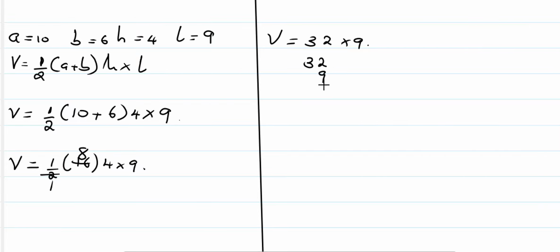32 multiplied by 9, which is 9 multiplied by 2 is 18, carry 1. Then 9 multiplied by 3 is 27, plus 1 is 28, like that. So the volume V of that prism becomes 288 centimeters cubed, like that.